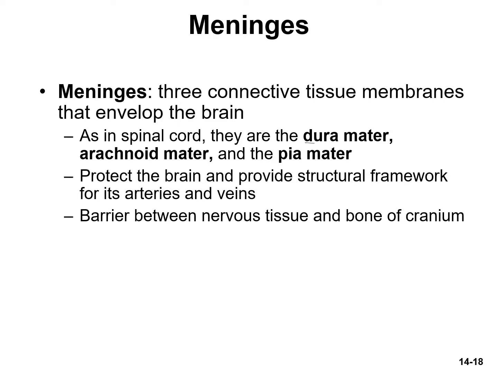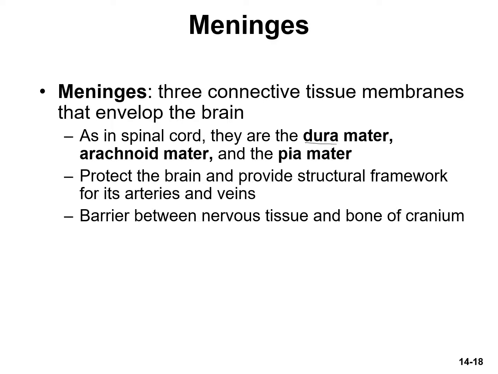Dura, think durable. That's going to be the really tough, fibrous outermost layer that is your barrier between the actual bone of the cranium and the soft matter of the brain. So what do the meninges do? They protect the brain, and they help to provide a structural framework for the arteries and veins that are supplying blood to the brain. So you will notice if you have an intact meningeal layer on your sheep brain that there will basically be an outline where the arteries and veins are within that meninges once you remove it.